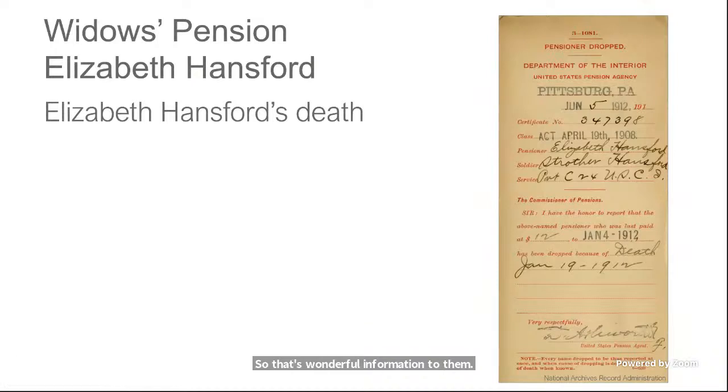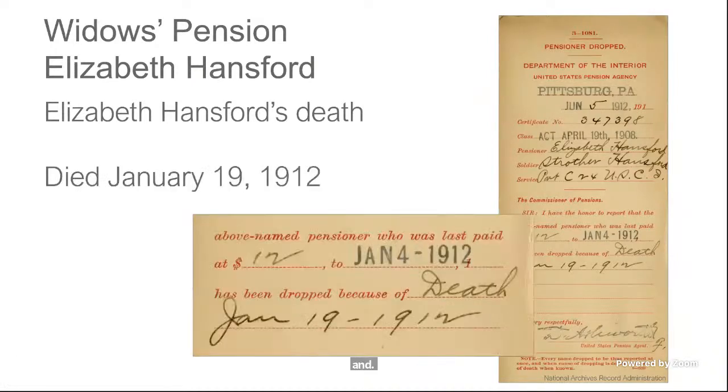And of course, she needs to prove his death. And so the pension was dropped. This is her death, I'm sorry. This is her death. We already proved Strouder's death. So you get this death information. Although there's no certificate like we saw in some of the other pension files, there is the pensioner dropped record. So we know when she died.